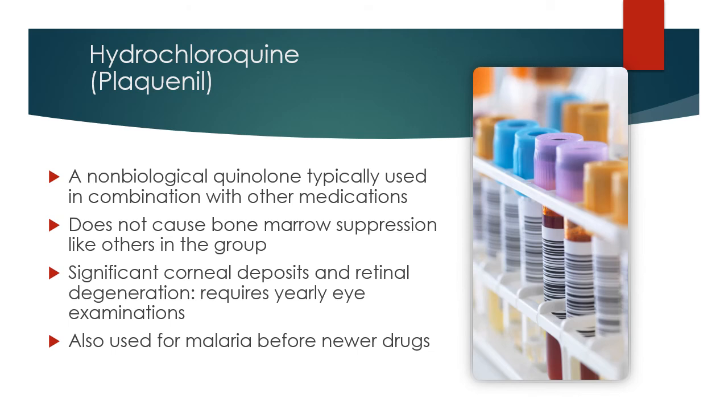Plaquenil is a non-biological quinolone that can be used in combination with other meds, and I've seen it initially used by itself as well. It does not cause the bone marrow suppression like others in the group. It can cause deposits in the cornea and degeneration of the retina. And so it's very important that patients have yearly eye exams. It's also used as an anti-malarial.